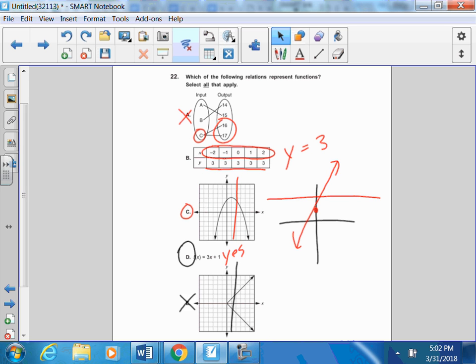Keep in mind, there are 2 ways to determine if something's a function. You cannot have the same x go to 2 different y's, but if you can't remember that, graph it, and remember, if you draw a vertical line and it hits 2 points, it's not a function. If it doesn't hit 2 points, it is.